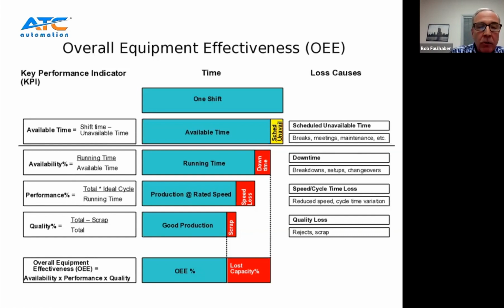And then the final calculation is out of all the parts that we produced, how many of them were scrapped, and what's left is the good production. So that's the scrap rate or the quality rate of the equipment. And if you look at those three red sections, those combine to generate the total loss capacity of the line. So that's where the OEE calculation comes into play.